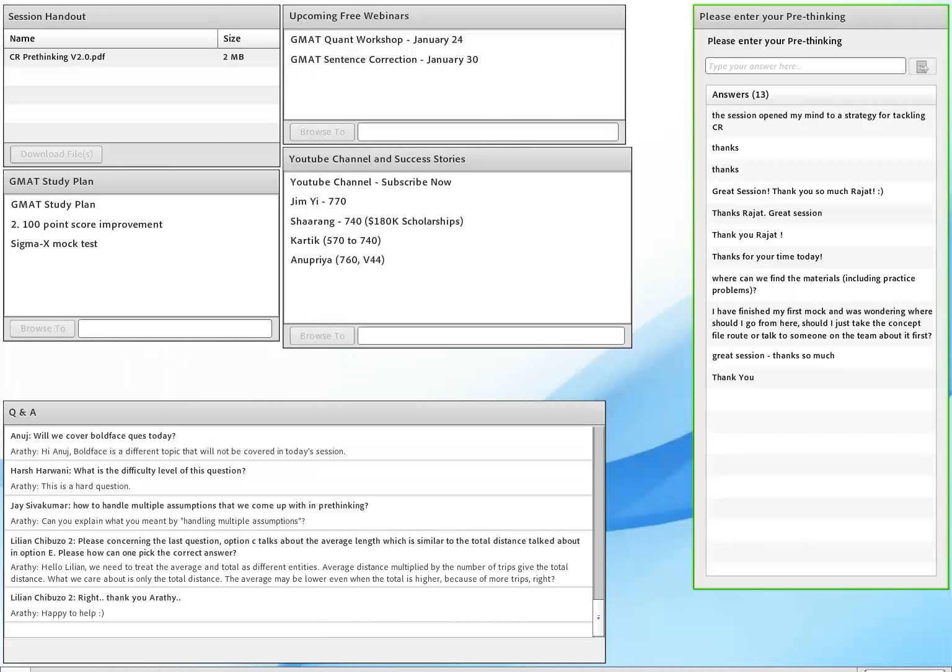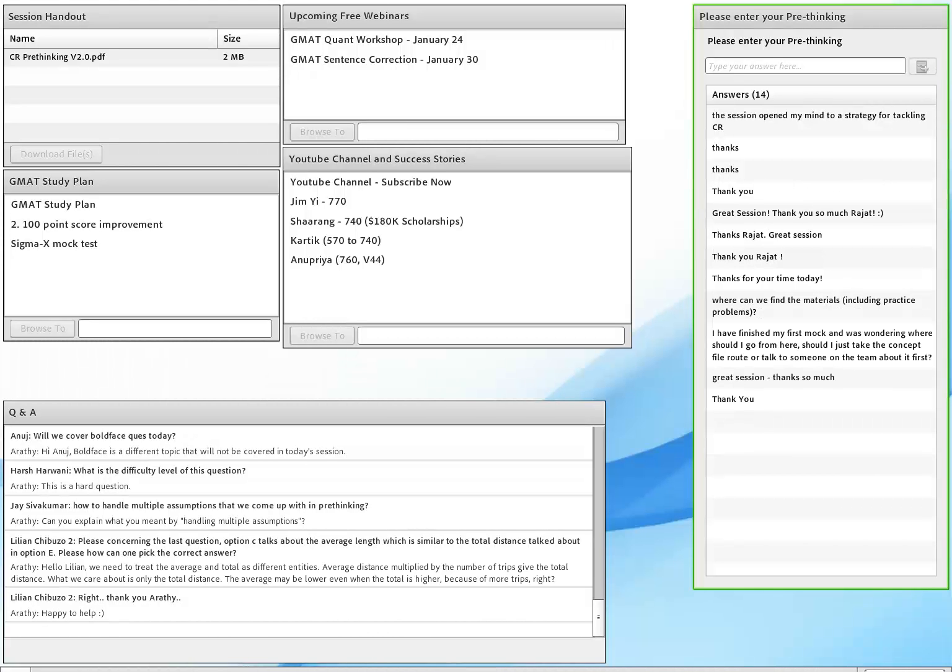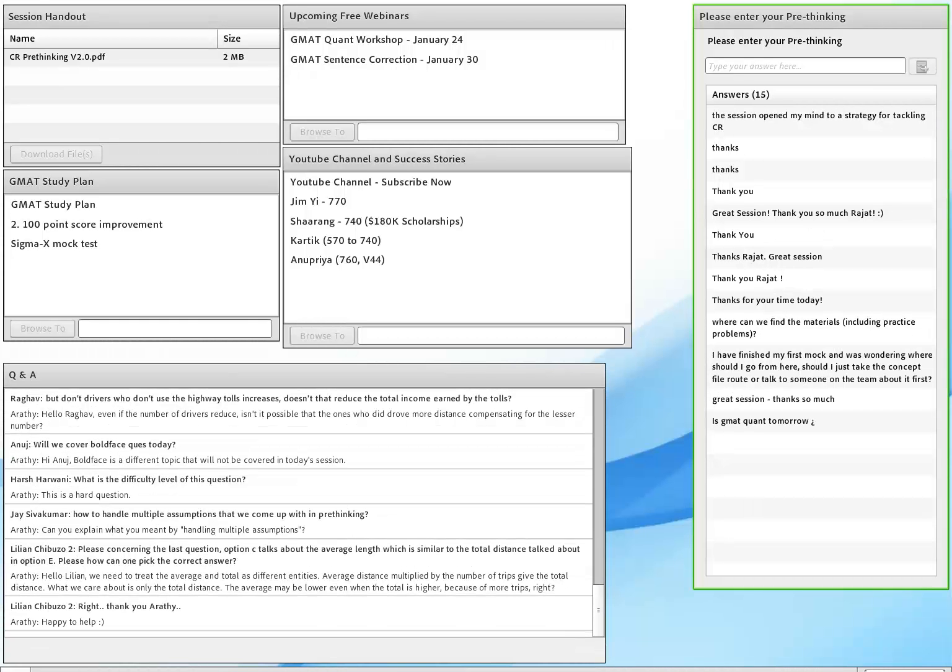How long is the SigmaX mock test? It has quant and verbal, a full quant section, a full verbal section. So it's going to be about 2.5 hours or so.